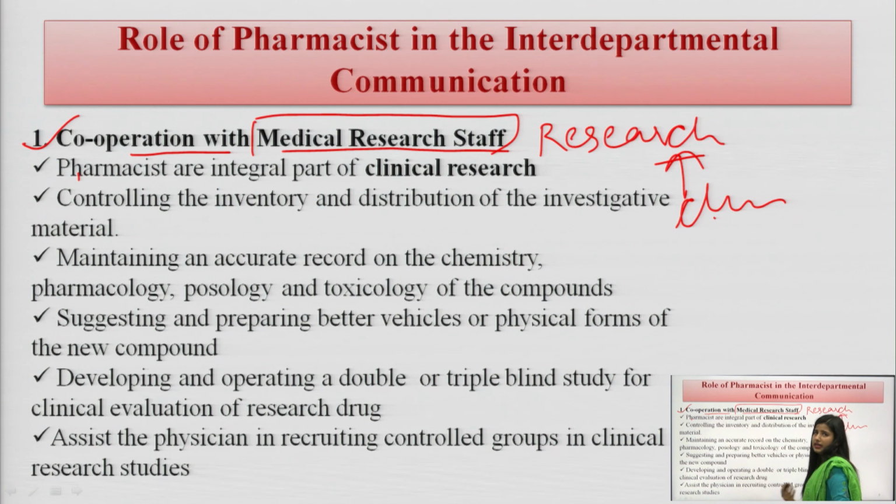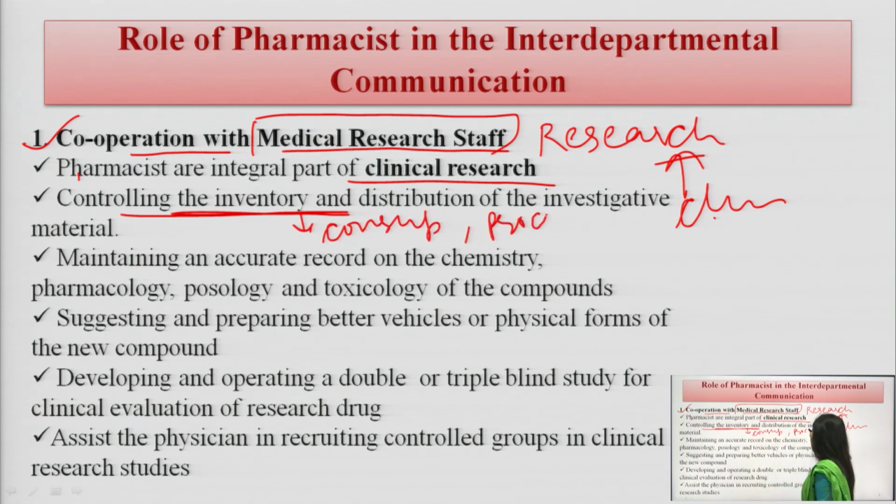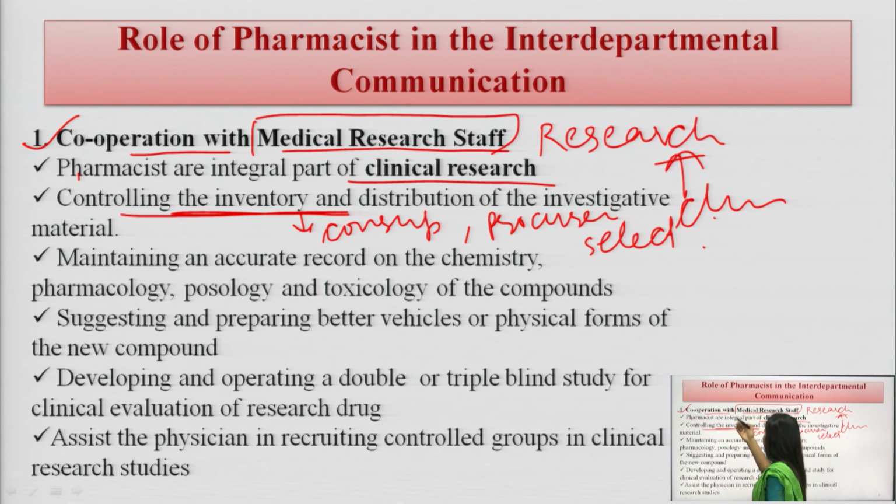Sometimes there are clinical trials. In this also the pharmacists have a key role. Pharmacists are an integral part of clinical research. Same thing I told you: they are controlling the inventory, meaning they are maintaining the drug. How much amount should be there, how much is for consumption, for procurement, how to select the drug, the selection criteria. All these points are covered in controlling the inventory, how to reduce the cost. Pharmacists are doing all this, how to distribute the drug.